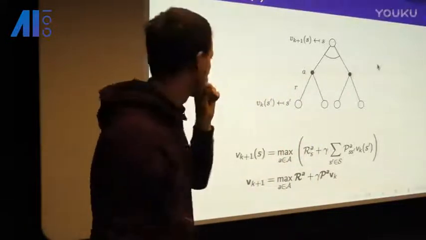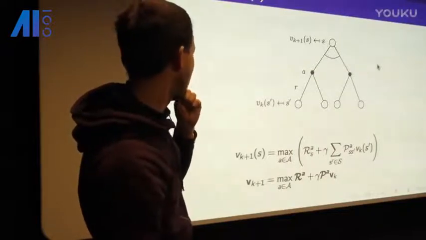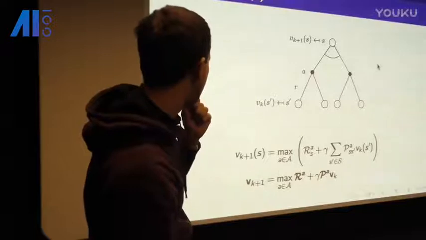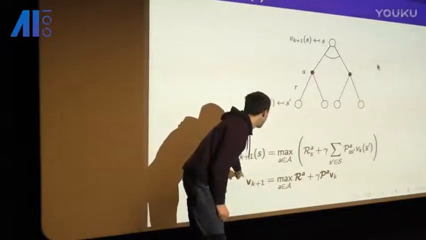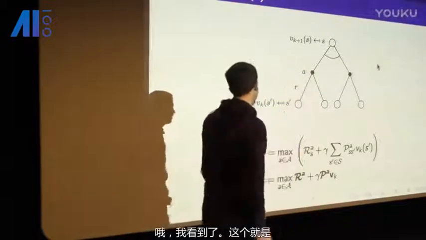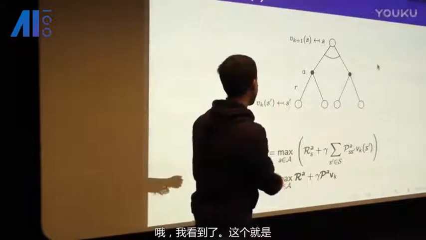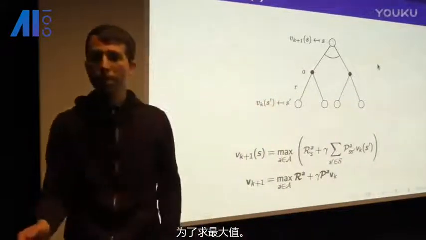Should there be a bracket at the bottom as well, or no? Where? The second line? Here? Around the max? The second line, sorry? Yeah. Ah, I see. Yeah, this is a max over the whole thing. Over the whole thing, okay. Yeah. Yes, thank you.